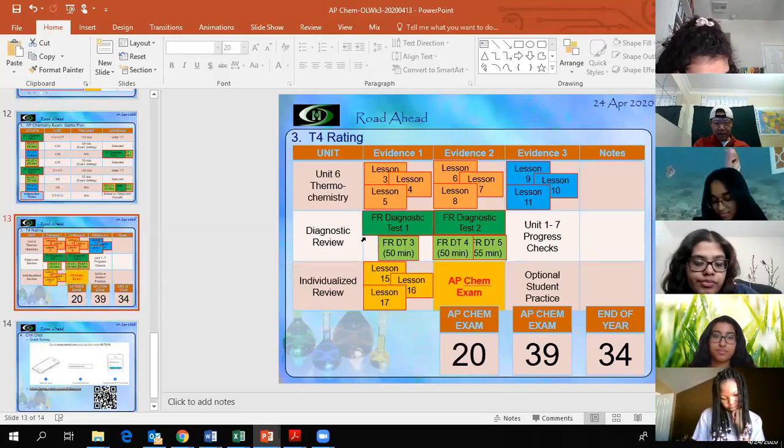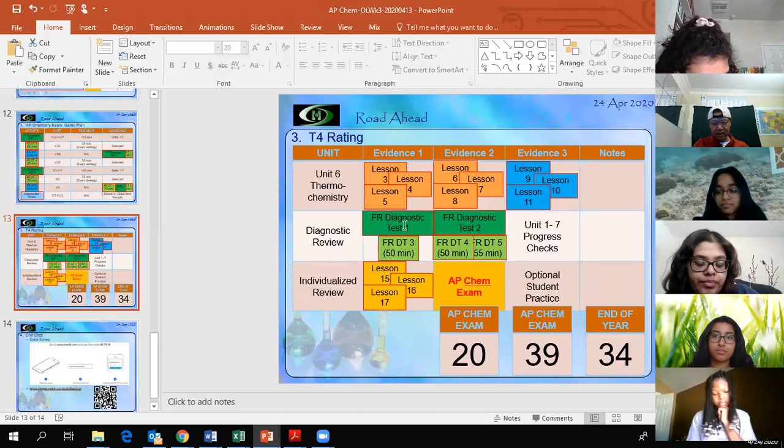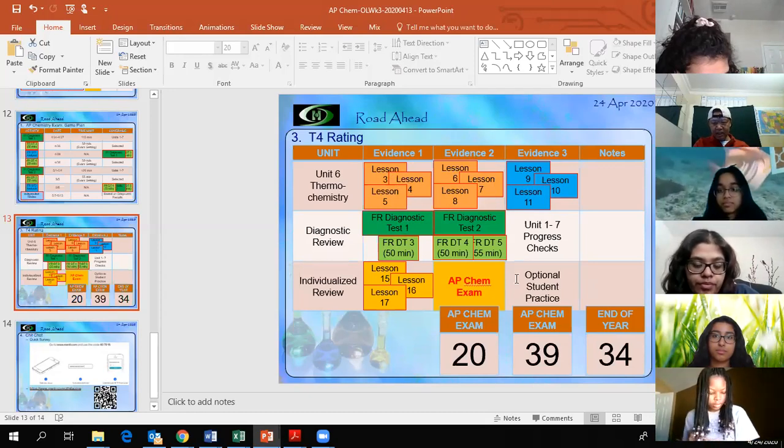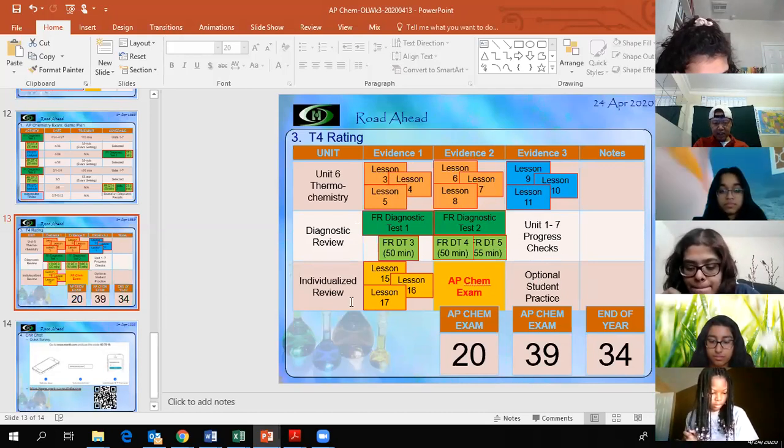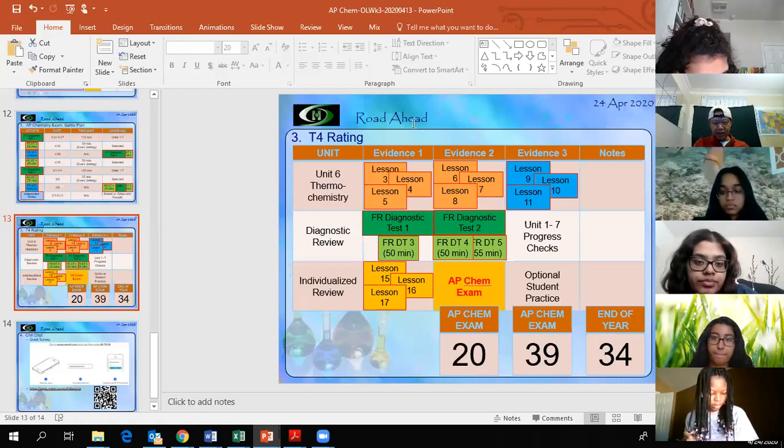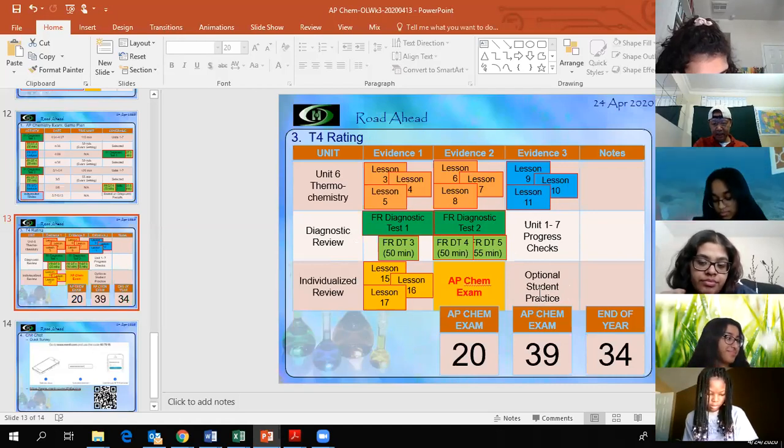My concern now is you focus on this at the bottom, starting from today's assignment, which is a diagnostic test, and everything that I've assigned you in AP Classroom. We're going to be focused heavily on AP Classroom. Most of the assignments I'm going to draw from that are going to go in your T4 rating are based on the AP Classroom stuff. See, all of these are AP Classroom. Even the optional student practice, that's AP Classroom.